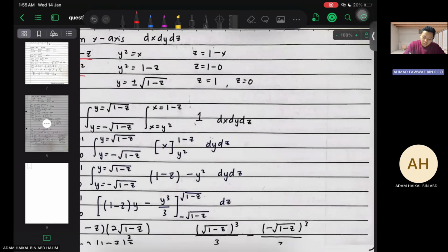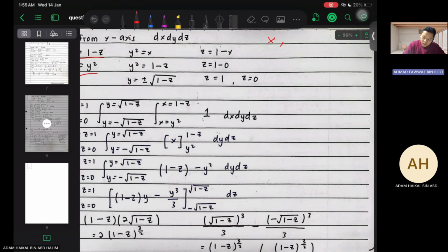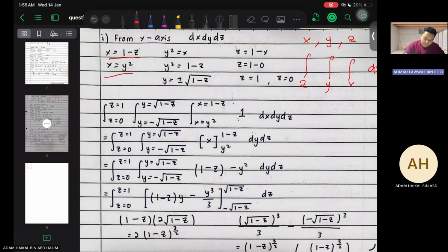Dz dy dx... we must find x, we must find y, we must find z from the integral dx dy dz. We find x first, y in the middle, and z last. So we must find x, y, z.